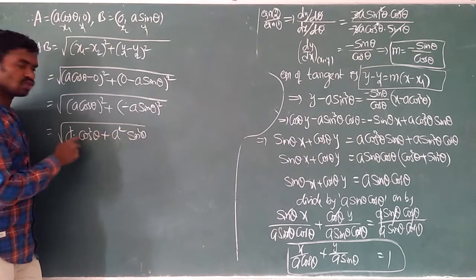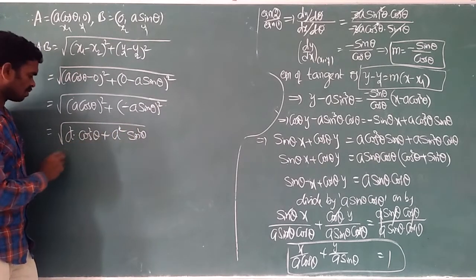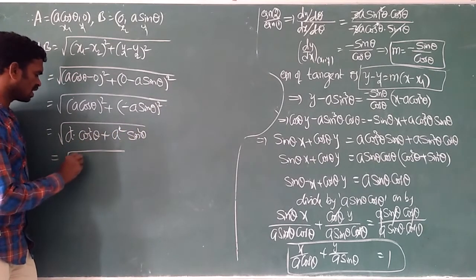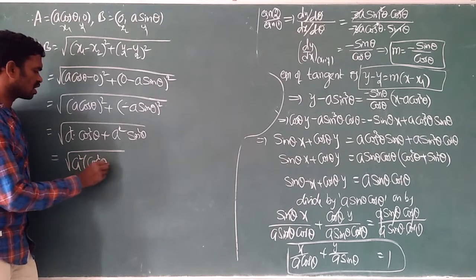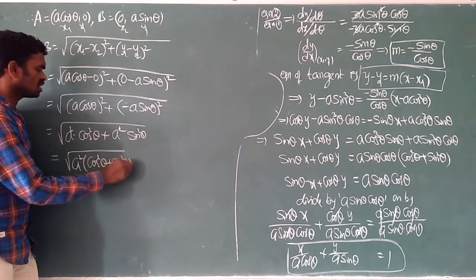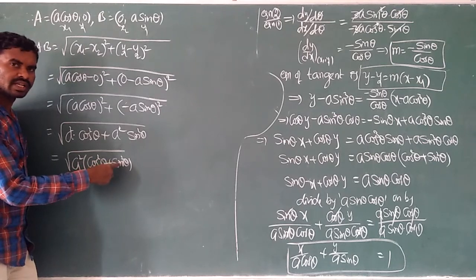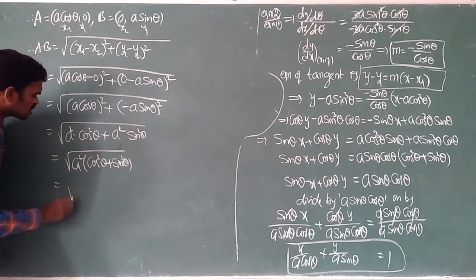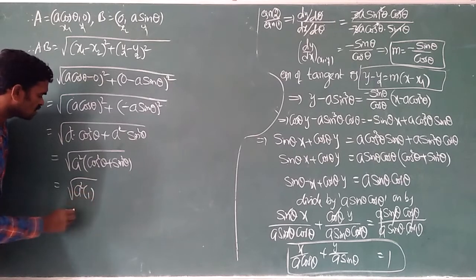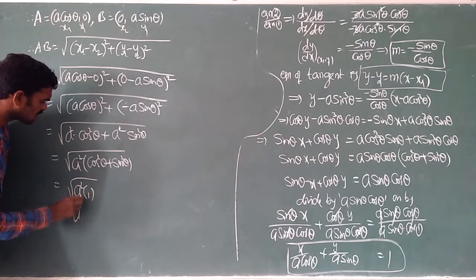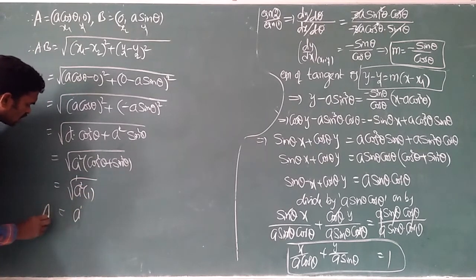What is common in these two? Very good. A square is common. So root, take out A square common, remaining cos square theta plus sin square theta. What is cos square plus sin square? Yes, 1. Very good. So which is equal to A square into 1. So which is equal to root A square, A cancels. So AB is equal to A.